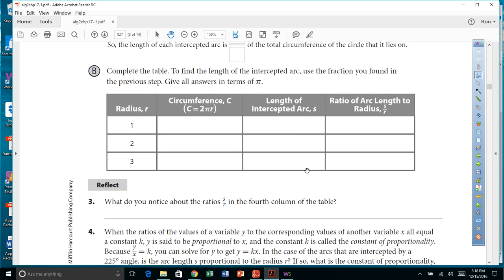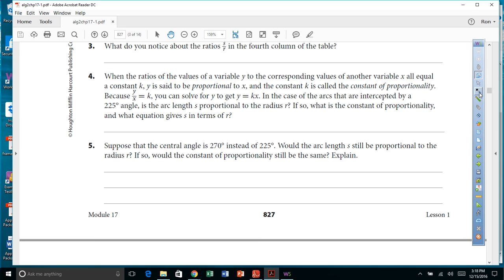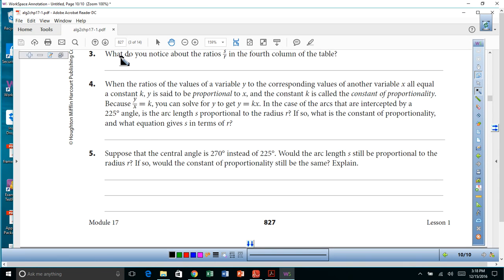So what did you notice about the ratios S over R in the fourth column of the table? Well, they were all equal to 5 pi over 4. When the ratios of the values of a variable y to the corresponding values of another variable x all equal a constant k, y is said to be proportional to x. And the constant k is called the constant of proportionality. Because y over x equals k, you can solve for y to get y equals k times x.